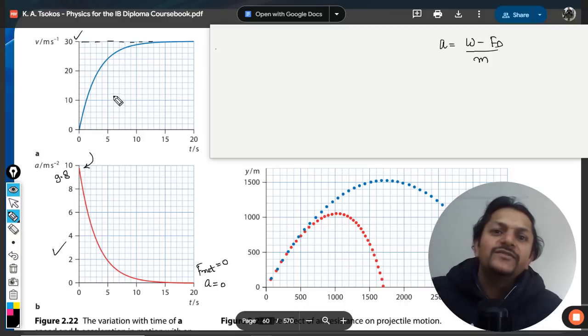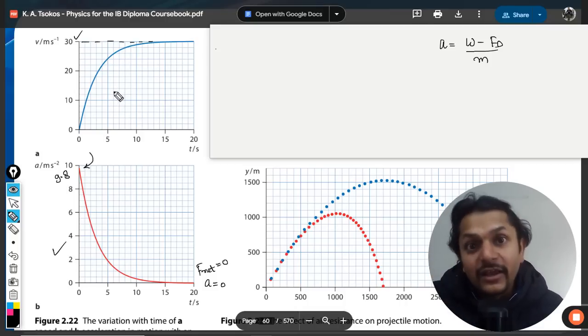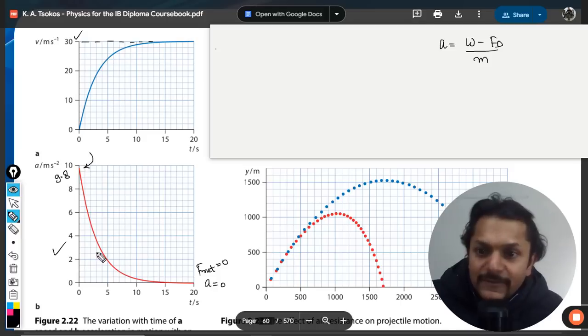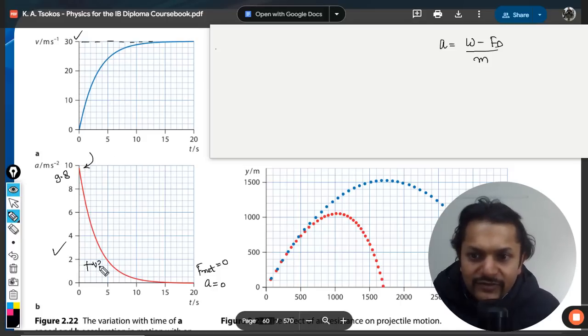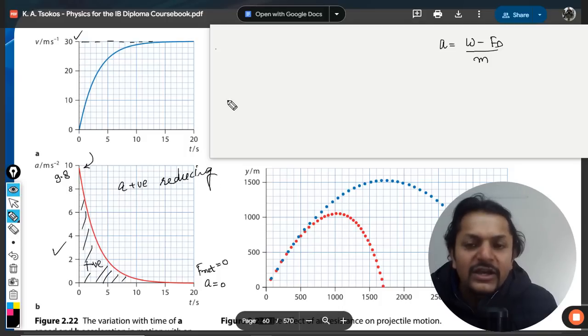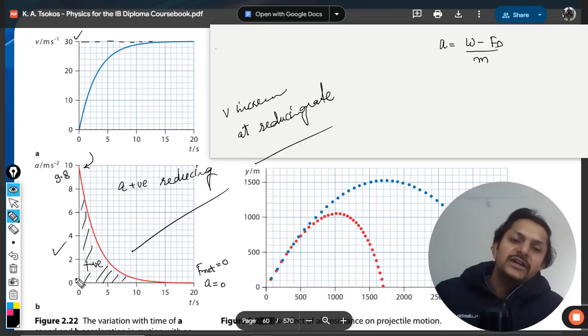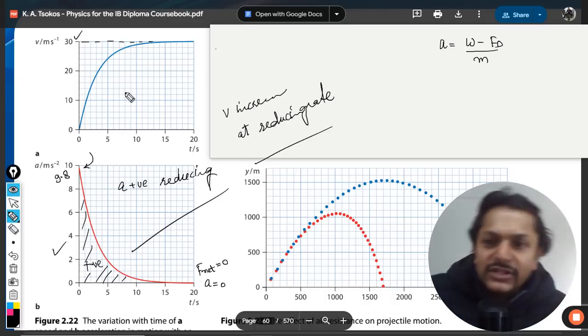So the rate at which velocity is increasing is reducing. Velocity is still increasing because acceleration is still positive. Point to be noted: acceleration is positive but reducing. So it means velocity will be increasing but at a reducing rate. I hope I am clear now in these two diagrams. Okay, dear students, so these two diagrams are important.